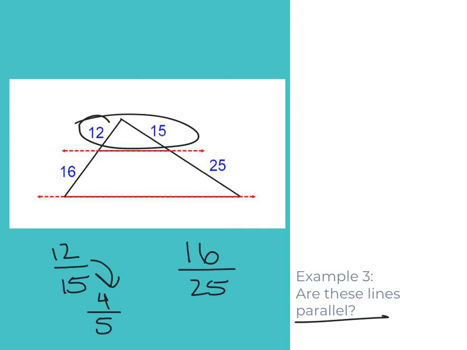Okay? And sometimes kids are like, oh, but if I took the square root, I would get 4/5. You can't just go around taking the square root of whatever you want. Okay? So we have to say that no, these two are not equal. So no, the lines are not parallel.